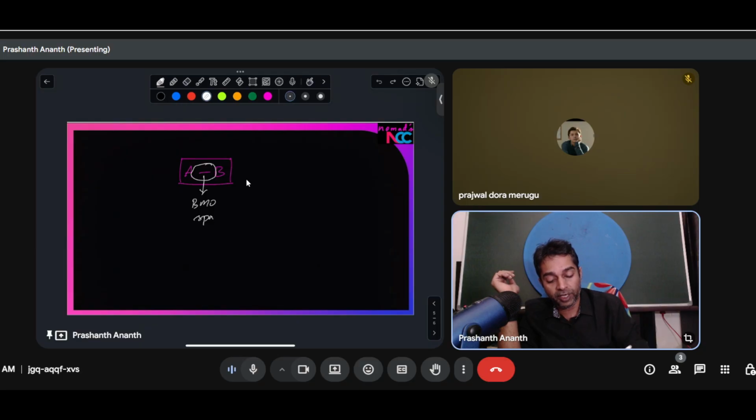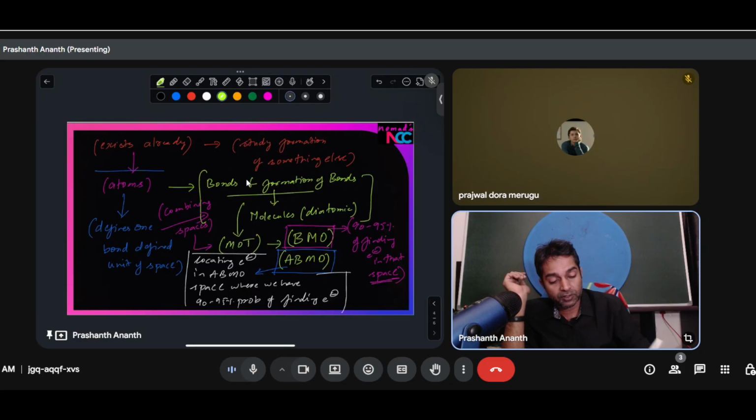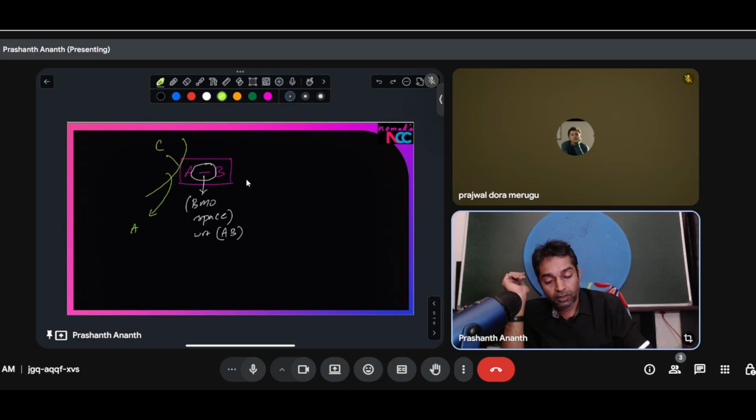Whatever that space is going to be, however big that is, it doesn't matter. So this is BMO space with respect to AB. Let's say there is going to be a C which is now interested in attaching itself to A over here. So this space is technically going to be anti-bonding molecular orbital space with respect to AB again.